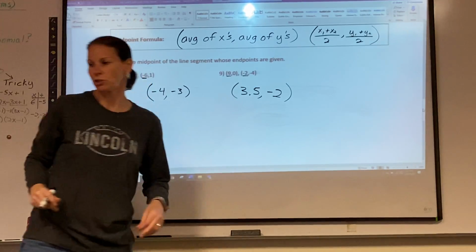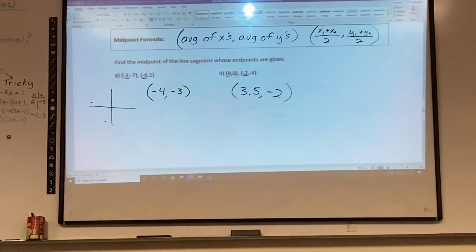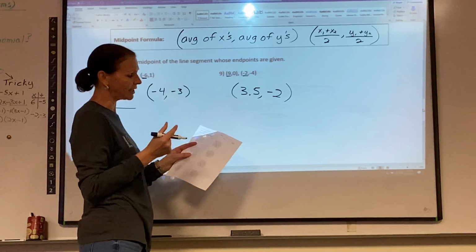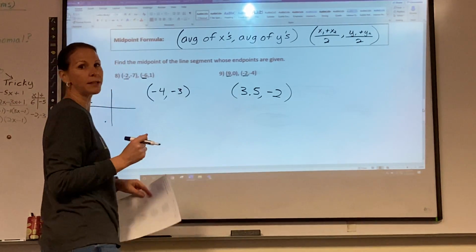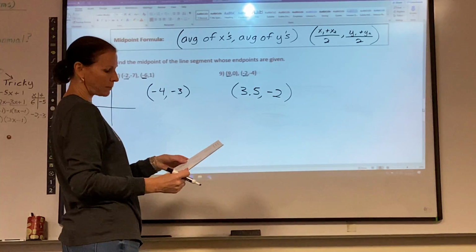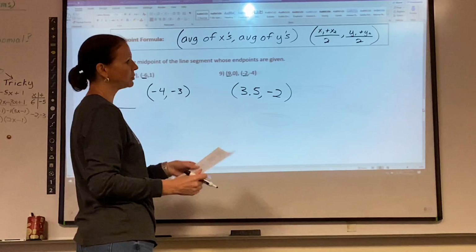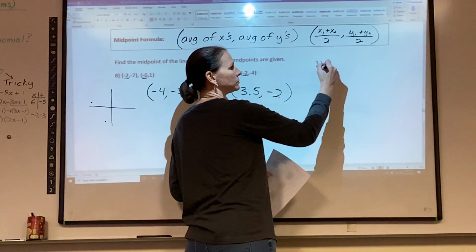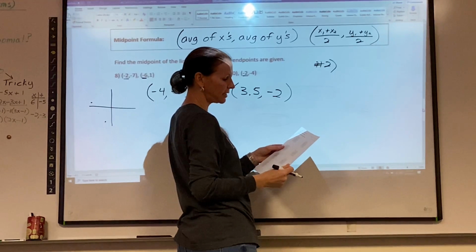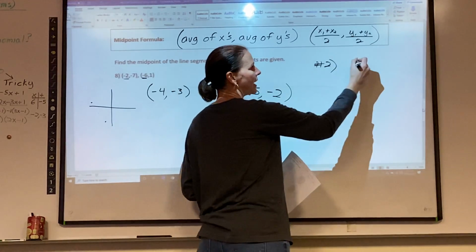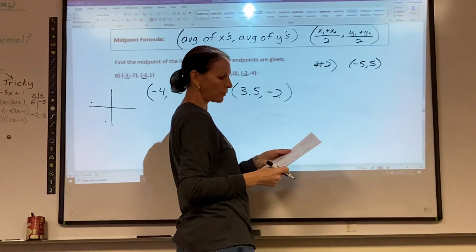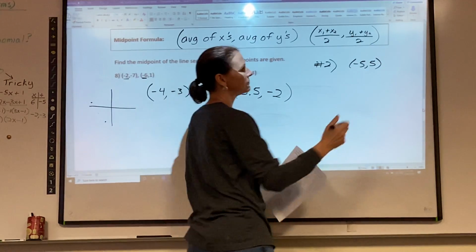Now when you get to your worksheet, on the front side, they're just going to give you a picture of the graphs of line segments. So you're going to have to figure out where each endpoint is at. So for example, if we look at number 2 on your worksheet, the endpoint in the upper left-hand corner is at -5, 5. And our other endpoint is at 2, -5.